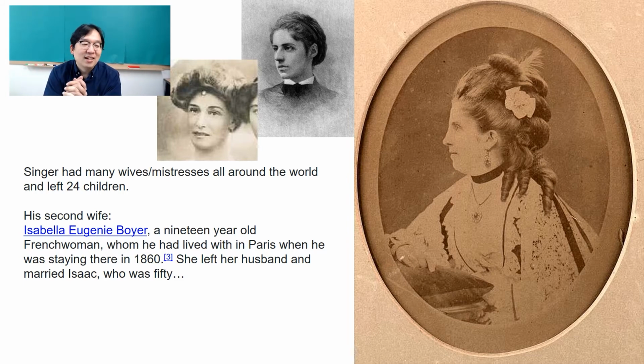In Europe. And his second wife turns out to be Miss Isabelle Eugenie Boyer, right? A French woman, a 19-year-old French woman whom he had lived with in Paris when he was staying there in 1860. She left her original husband and married Isaac, who was then 50 years old. Oh my God. And he looked like this. And you can see that she was very good looking and a model. She was a model, right?